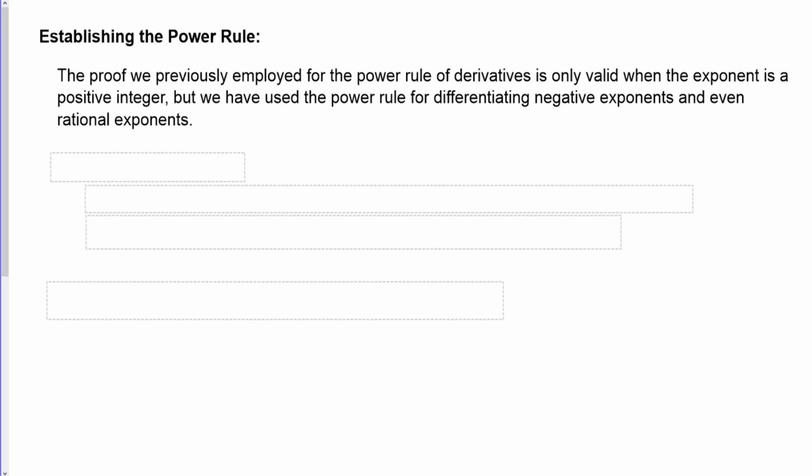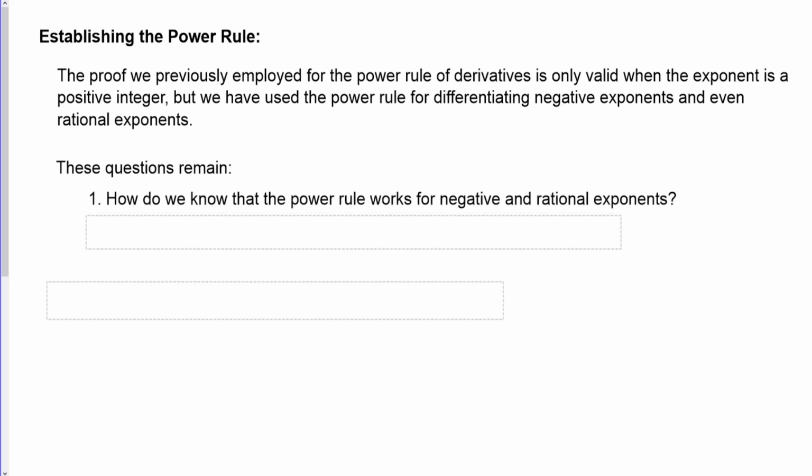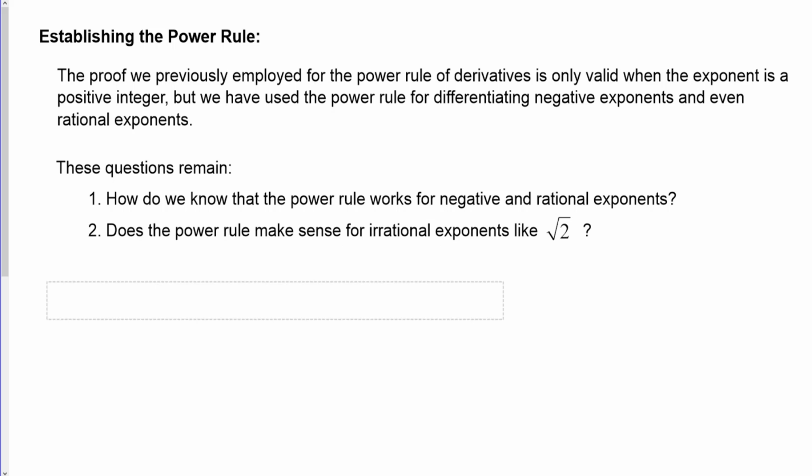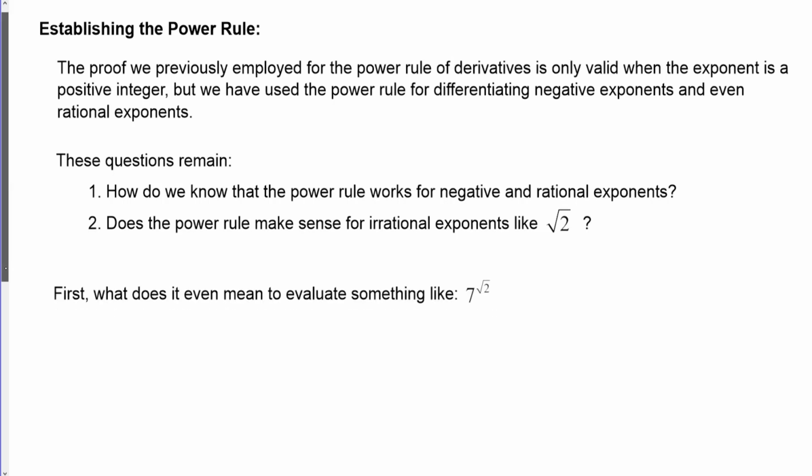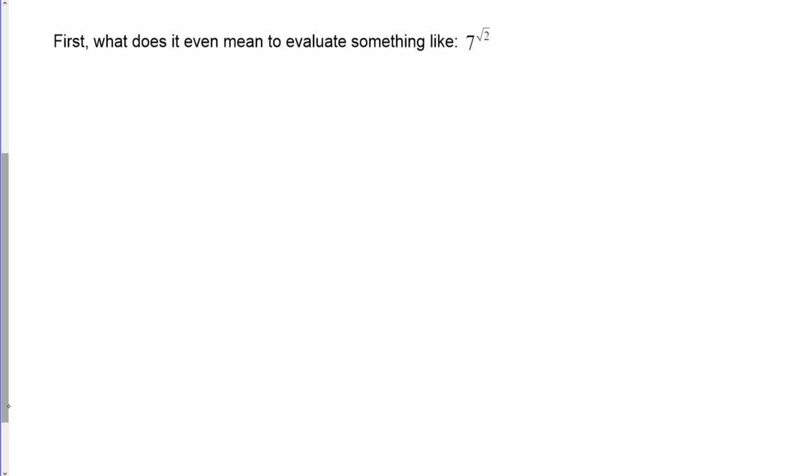We also would like to expand it to know that we can use the power rule for negative exponents. We've been doing that, but it wasn't formally established in the past. Neither were rational exponents, so fractional exponents. They really weren't contained in that rule. But then the question persists of, what about irrational values? So these questions remain. How do we know the power rule works for negative and rational exponents? And does the power rule even make sense for irrational exponents like the square root of 2? To be honest, what does it even mean to evaluate something like 7 to the square root of 2 power?